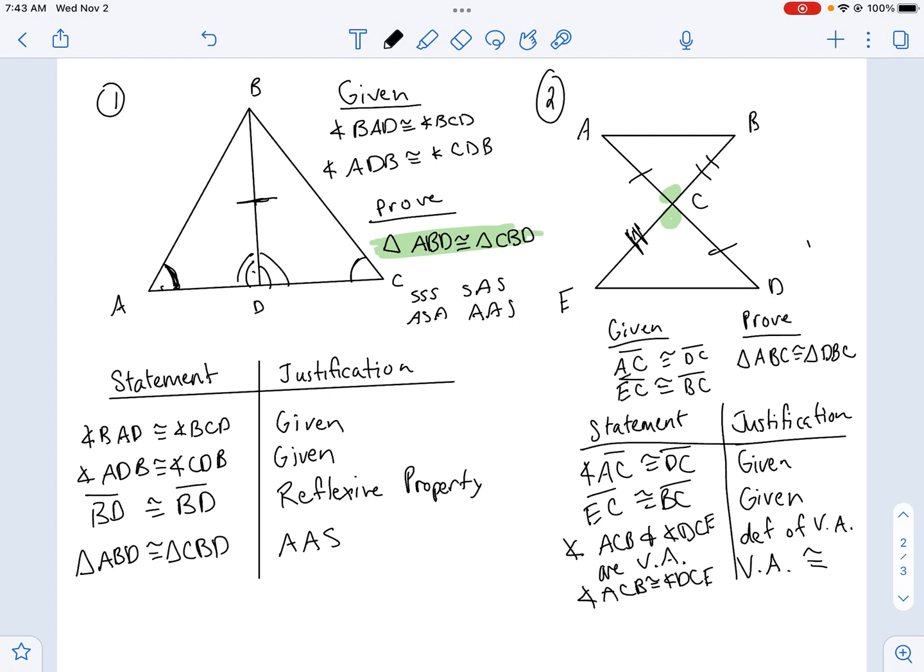I have justified it. Now I can mark it. And again, we keep going until we have one of the four. We're done here because we have side, angle, side. What were we trying to prove? That triangle ABC is congruent to triangle DBC. We have done that, so we're done.